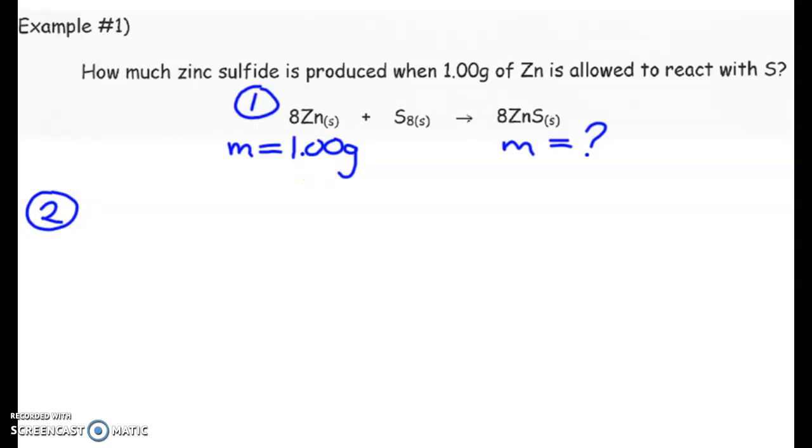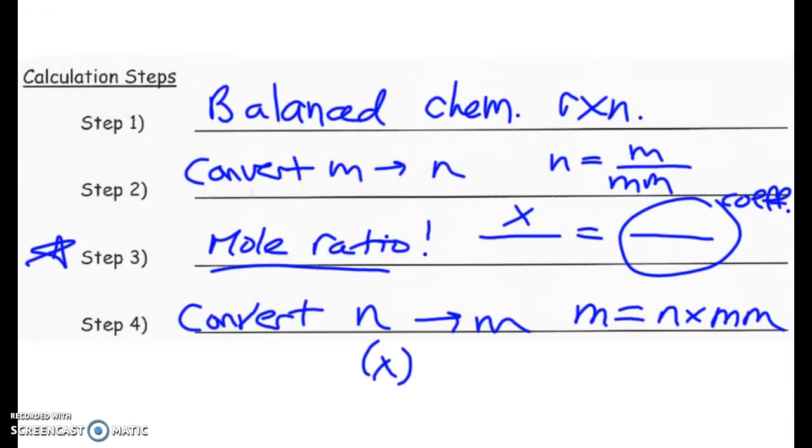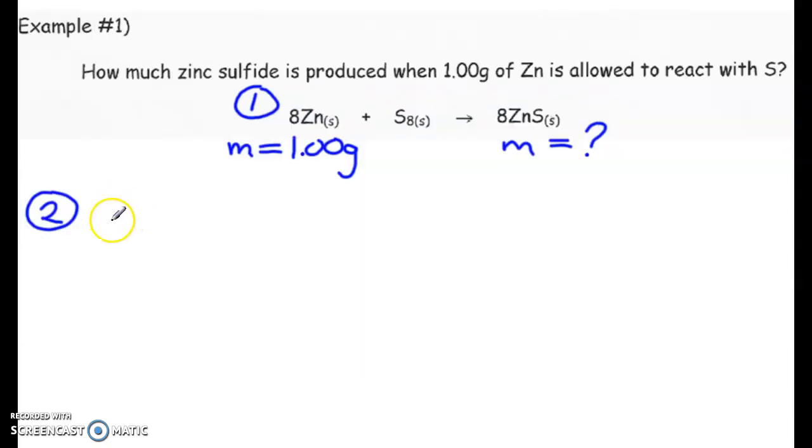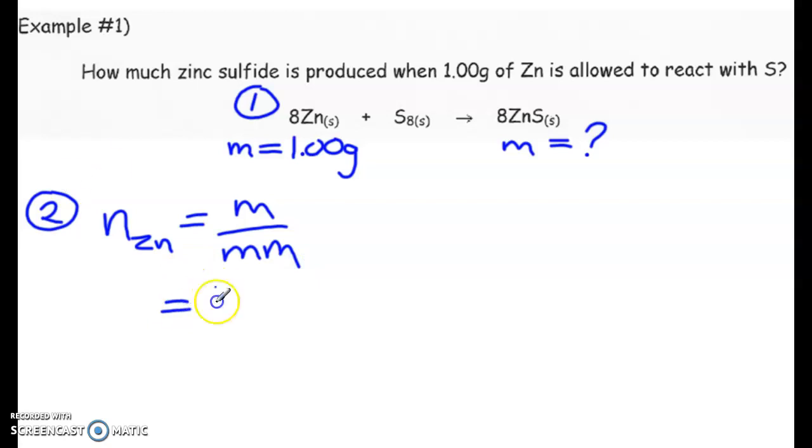Okay, so number 2, we're going to take the mass that's given and we're going to convert it into moles. So we want the moles of zinc, right? Because that's what we have the mass of. So we're going to do mass over the molar mass. Okay, so we have 1 gram.